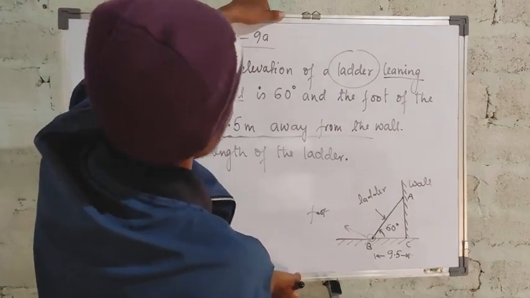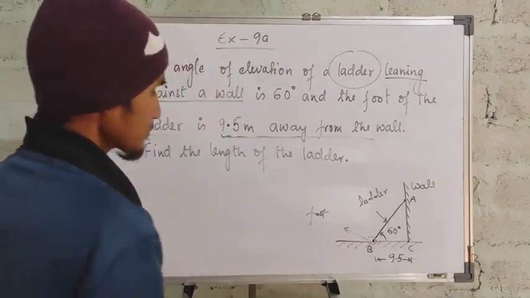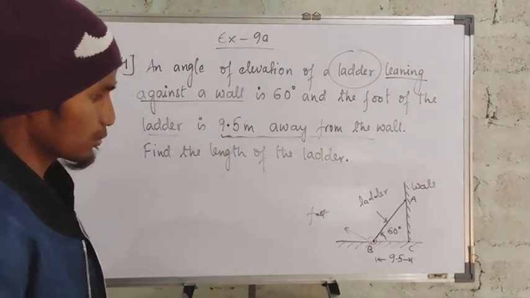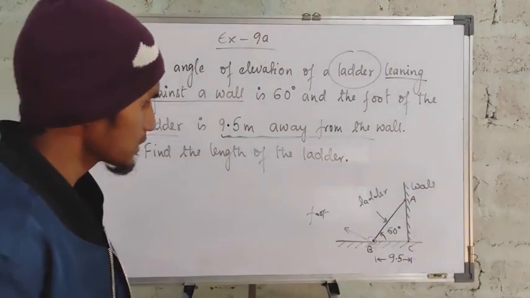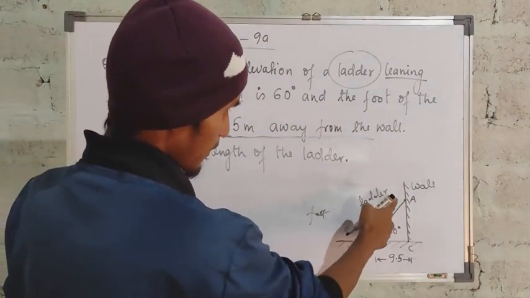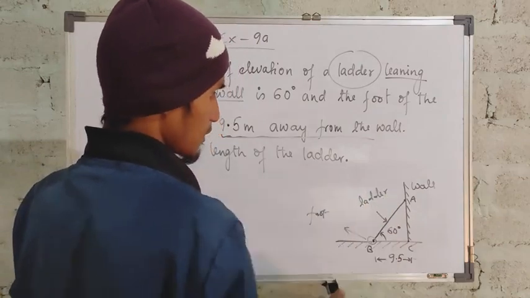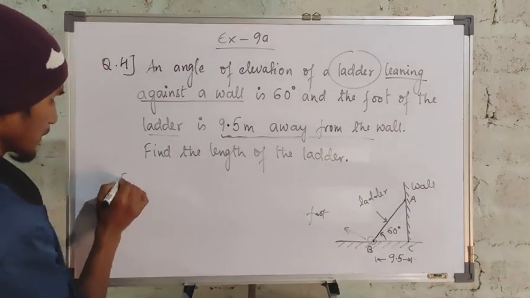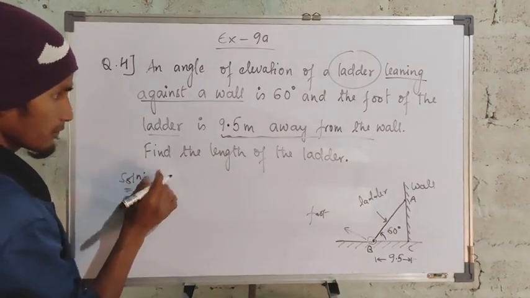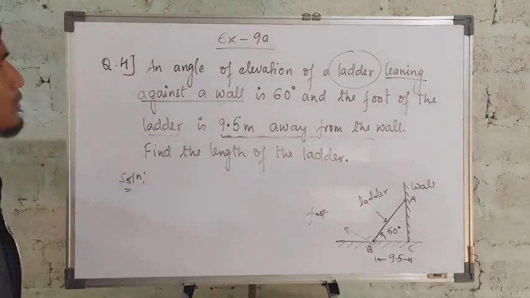Okay, that's how it's going. 9.5 meter away from the wall. Now what we need to find here is the length of the ladder. AB is the ladder. Okay, the length, solution then. Find the length of the ladder.